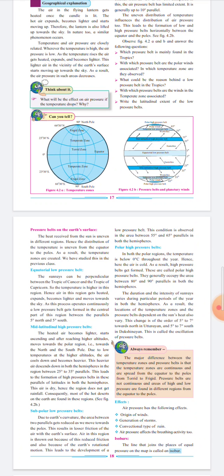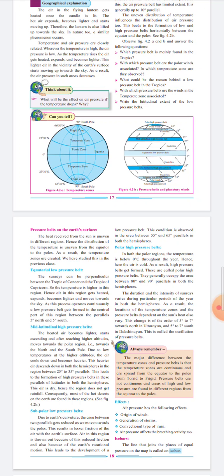What is the effect of air pressure? Due to high pressure and low pressure, wind starts blowing. When air moves from high pressure to low pressure, wind starts blowing. So due to air pressure, origin of wind is formed. Wind starts blowing. Generation of storms: when in pressure belts there is a great difference in pressure, storms are formed. Convectional type of rain is formed.